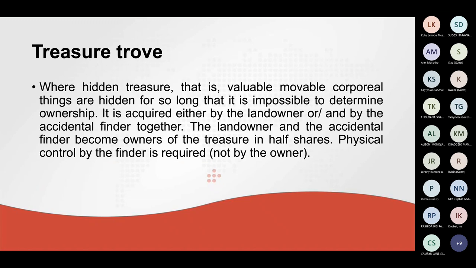Another example of a method of originally acquiring ownership is that of a treasure trove. Where you find a treasure that is valuable, movable, corporeal things, and it is hidden for so long that it is impossible to determine the ownership, then ownership is acquired by either the landowner or by the accidental finder. The landowner and the accidental finder will become owners of the treasure in half shares. Physical control by the finder is required.